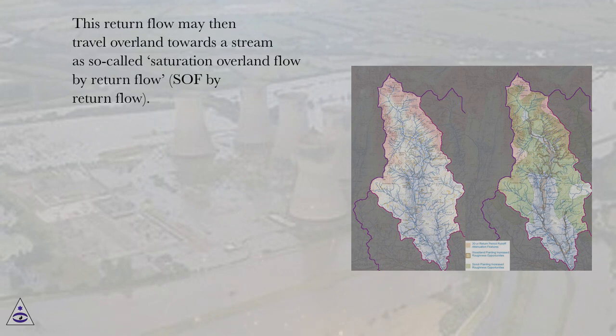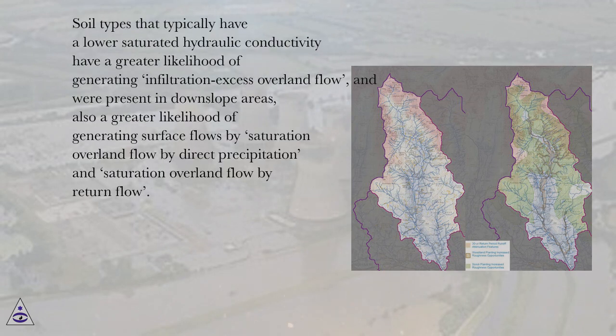Soil types that typically have a lower saturated hydraulic conductivity have a greater likelihood of generating infiltration excess overland flow, and, where present in downslope areas, also a greater likelihood of generating surface flows by saturation overland flow by direct precipitation and saturation overland flow by return flow.